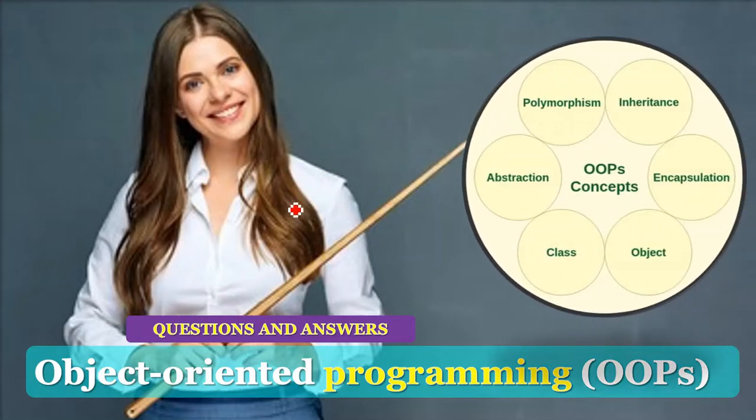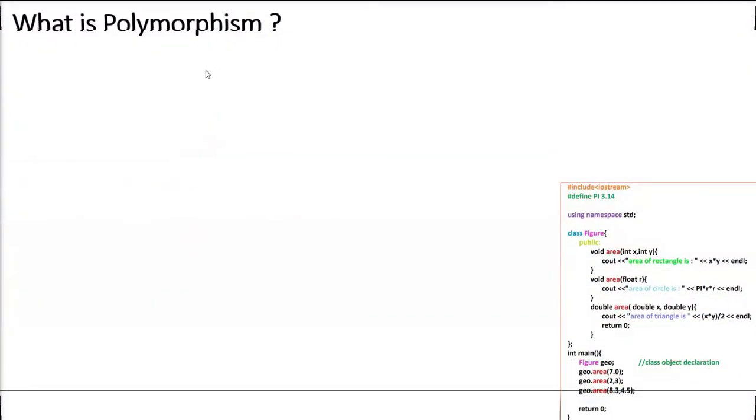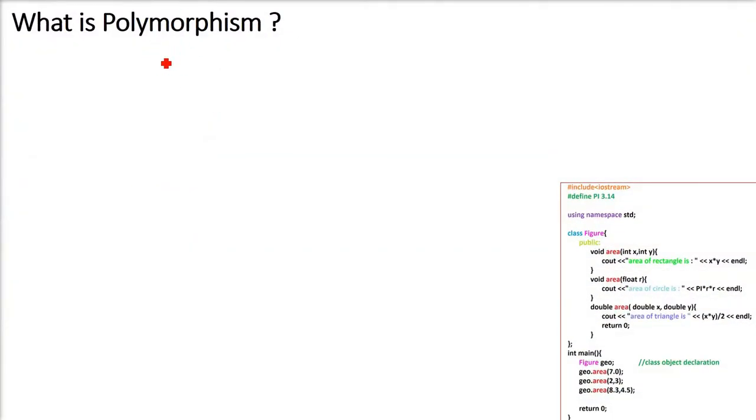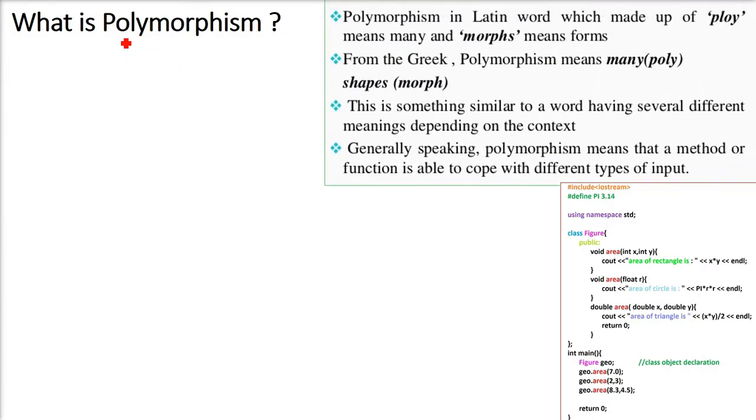In object-oriented programming, we are taking questions and answers. What is polymorphism? Polymorphism, there are two words here. This is a Latin word. It has come from poly and morph. Poly means many, morph means shape.